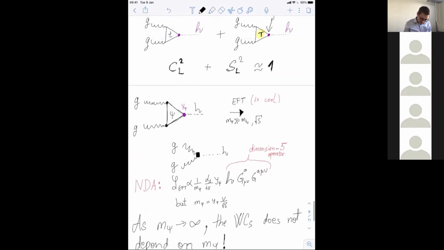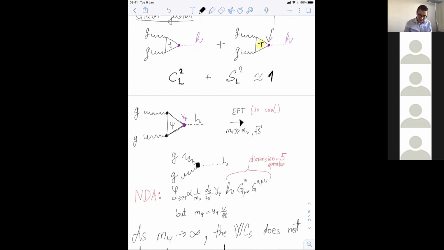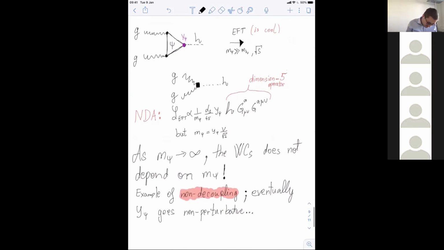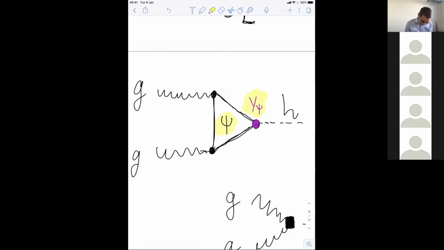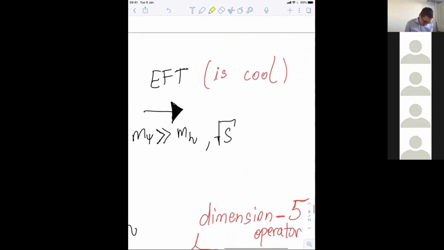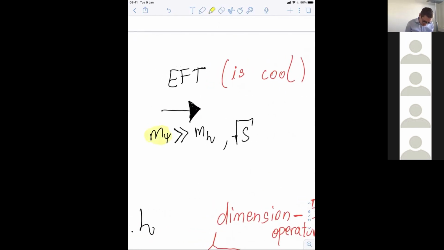So, okay, let me just tell you why the loop function doesn't depend on the mass when it's heavy enough. So let's look at this loop, but we will not compute it. We will use effective field theory. This is the loop, the triangle between two gluons and the Higgs, and there is some heavy fermion psi running in the loop. It couples to the Higgs with the Yukawa psi. And we are going in the limit where the mass of psi is much bigger than the Higgs mass and the energy of the partonic center of mass energy.